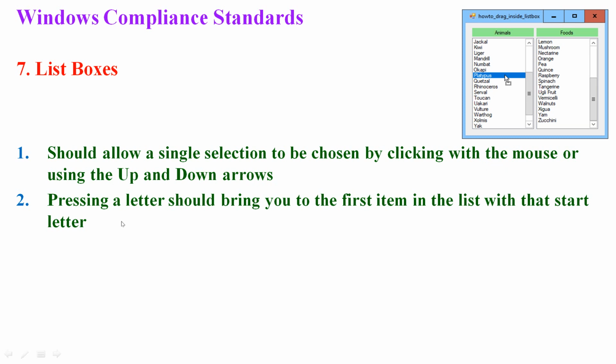And also, pressing a letter should bring you to the first item in the list with that start letter. That means here, say for example, this is a list. What I have done is I have pressed P, or I have pressed U, and immediately this option should be selected. Yes or no? Right? So this is called a list box. These are all the things under the Windows compliance standards.